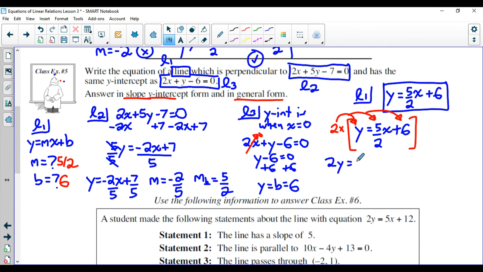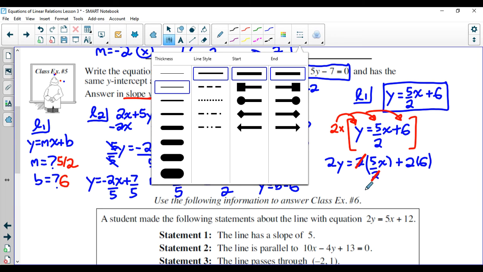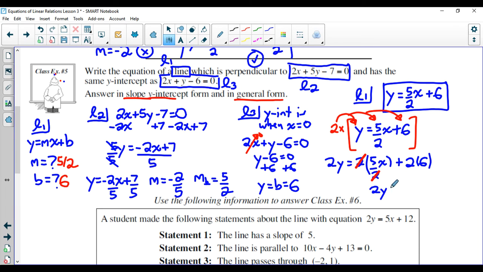Okay, so let's multiply it out. 2 times y would be 2y. 2 multiplied by 5 over 2 x, we'll simplify that in a second, plus 2 times 6. Okay, so what cancels here? The 2 on the top and the 2 on the bottom. So now we've gotten rid of the fraction. Okay, so then we would have 2y is equal to 5x plus 12.